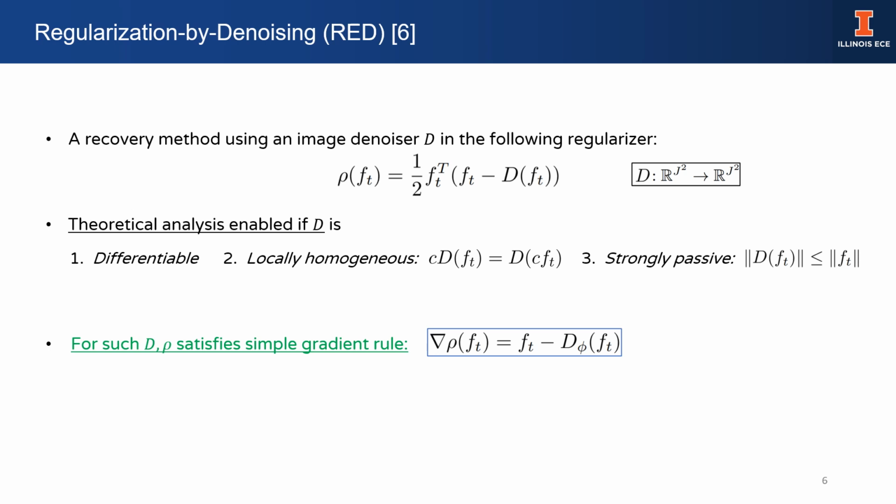RED is a recovery method using an image denoiser D in the following regularizer rho. The analysis of RED is enabled if the denoiser is differentiable, locally homogeneous, and strongly passive. Then, RED satisfies the simple gradient rule.